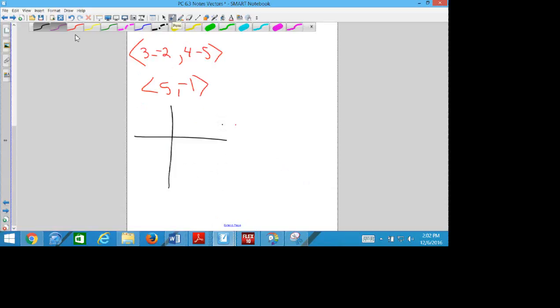Our first vector is vector W, and vector W is 3, 4. So we go 3 for the x, and we go 4 for the y. So there's vector W. You go 3 on the x, you go 4 on the y. Vector W, kind of like the hypotenuse of a right triangle. Then from that, we're going to subtract vector V.